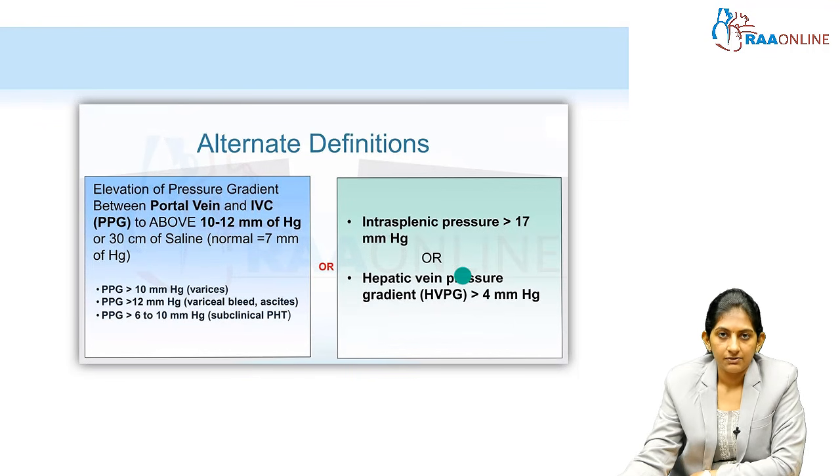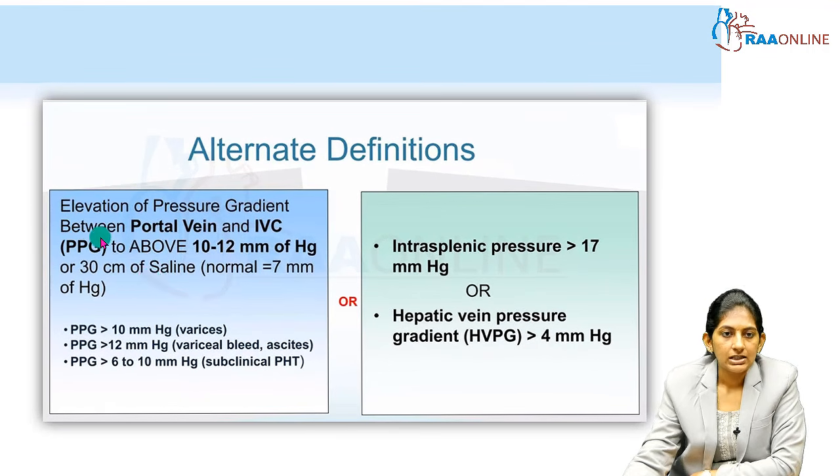Some of the alternate definitions we will see. So, you can see these alternate definitions here. One is you absolutely measure the portal vein pressure. The other is the pressure gradient measured between the portal vein and IVC. If the pressure gradient is above 10 to 12, that is also portal hypertension. More than 10, there will be varices. A pressure gradient of more than 12 will have bleed and ascites. If it is around 10, it is a subclinical portal hypertension.